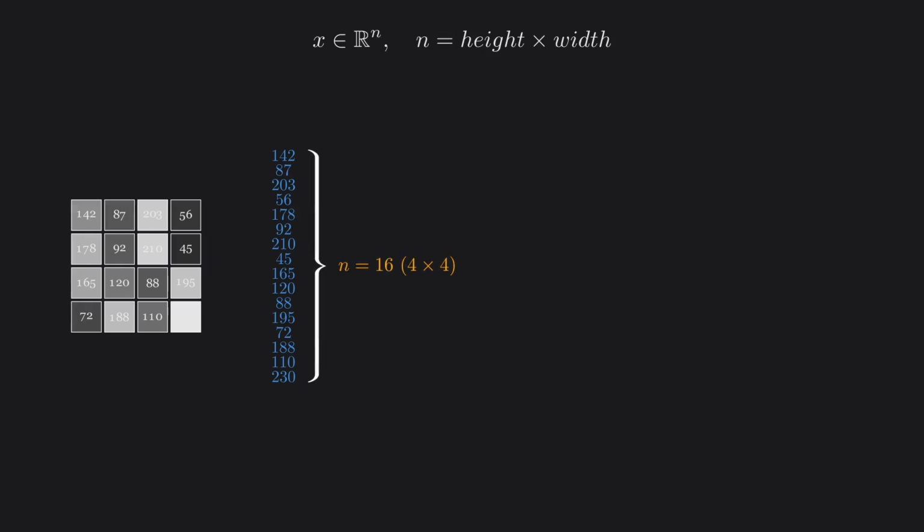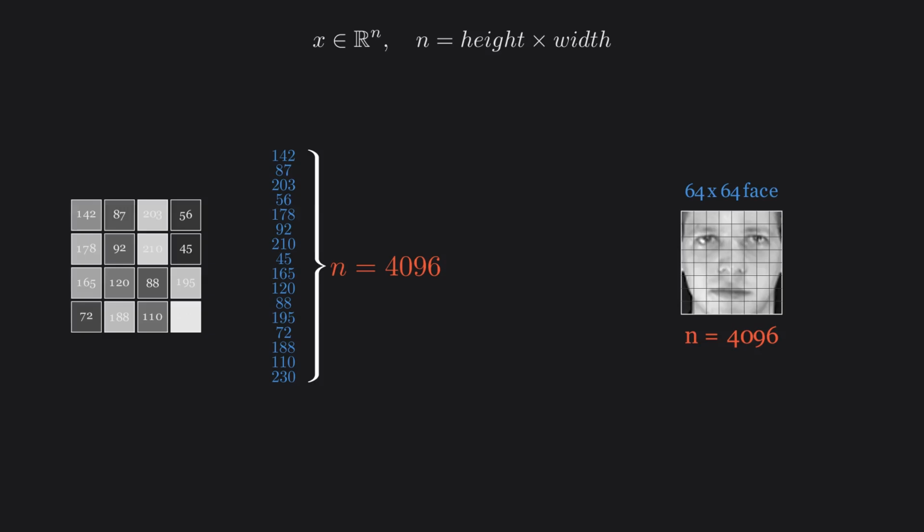Now watch. We flatten this grid row by row into a single vertical list. This list is a vector. For our small 4x4 example, that's 16 numbers. For a real 64x64 face image, that's 4096 numbers. Every face is now a point in a 4096-dimensional space. Recognition becomes a geometry problem. Given a new face point, which stored face point is closest?